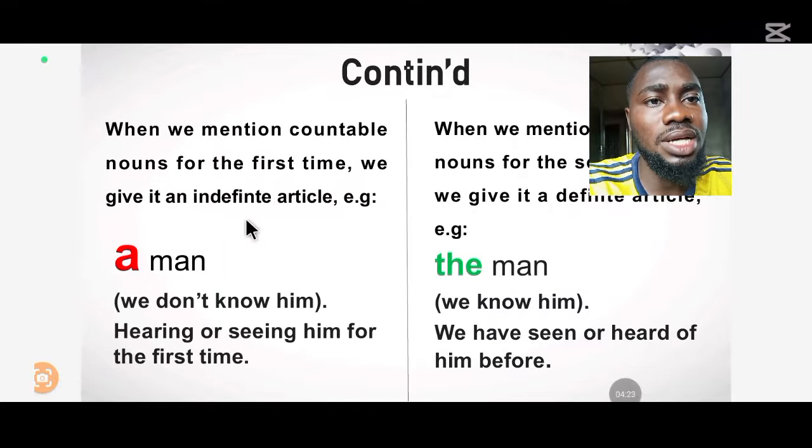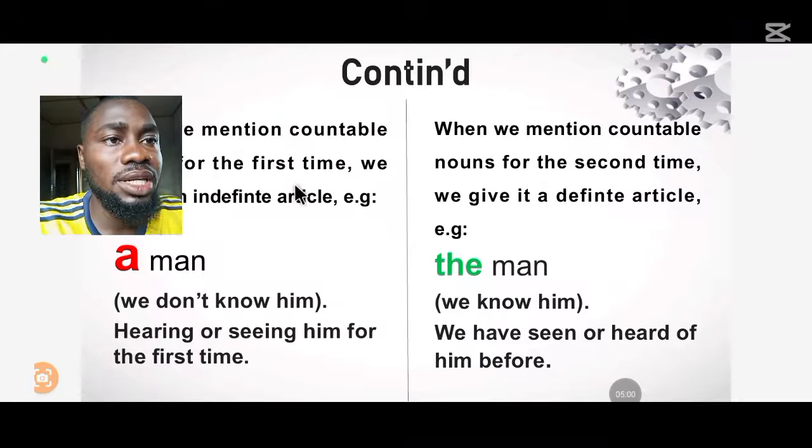Moving on. Looking at the left-hand side of the table, when we mention countable nouns for the first time, we give them an indefinite article, which is a. For example, a man: we are mentioning him or seeing him for the first time. We don't know him. That's why we are giving him an indefinite article, which is a.